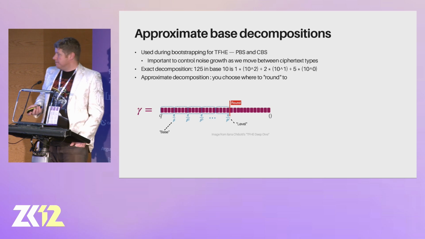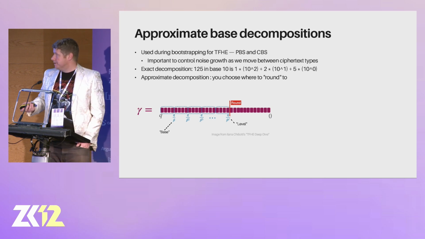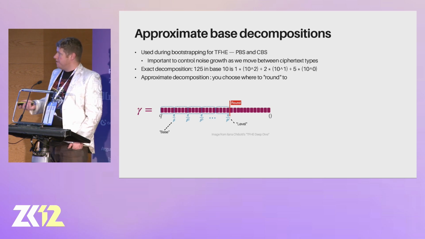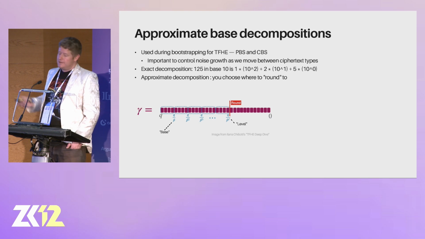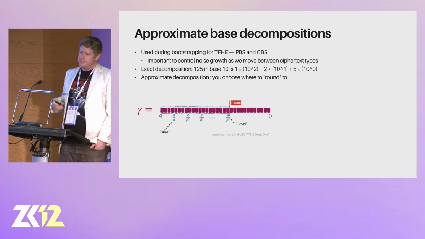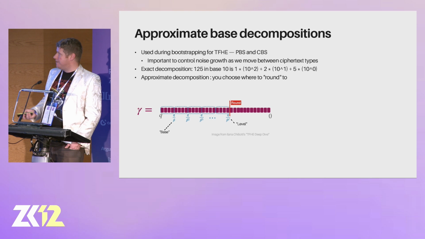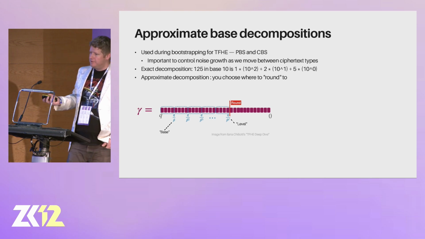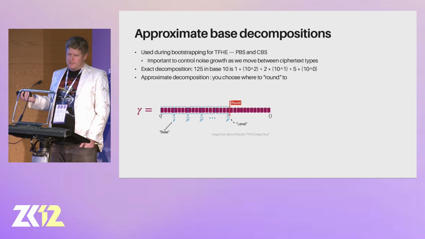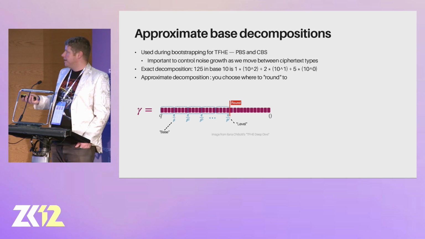In practice, in FHE, and TFHE in particular, we often use approximate decompositions. So if we took the digits 1 and 2 and multiplied them by 100 and 10 respectively, you would get back the value 120, which is approximately 125.